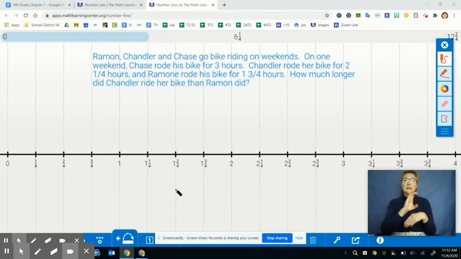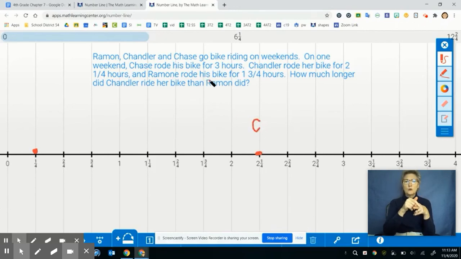The first thing I'm going to do is recognize that I don't even need Chase's information, because I want to know how much longer Chandler rode her bike than Ramon. I know from the warm-up that I was asked to identify 1/4, so 1/4 is right here. I also want to identify where 2 1/4 is. This is how long Chandler rode her bike, so I'm going to put a C up here for Chandler. Ramon rode his bike for 1 3/4 hours, so here's Ramon's amount of time as well.